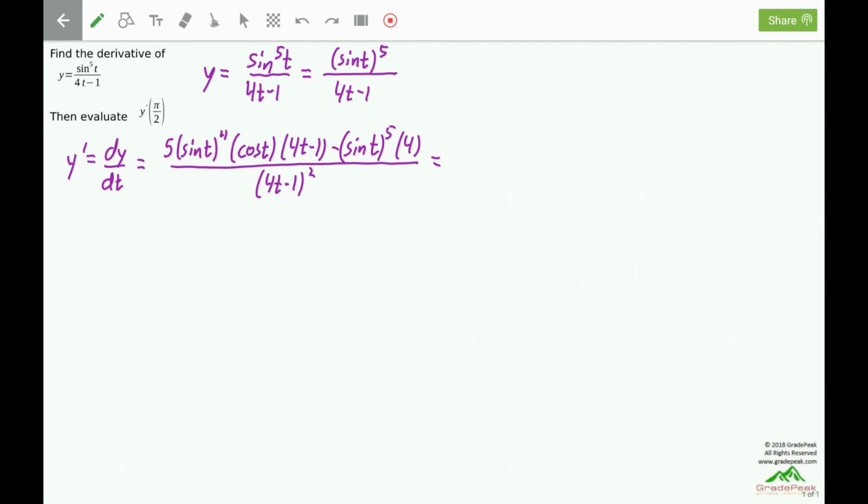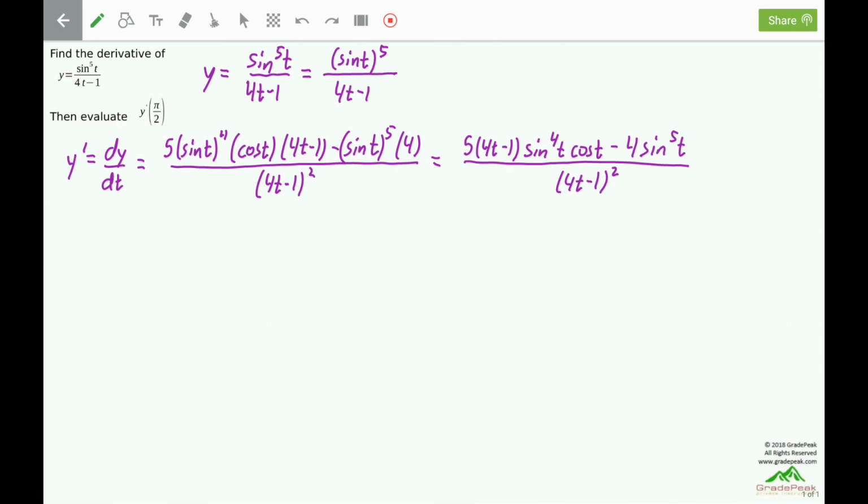So I'm just going to rewrite this. For the first term, I'm going to move the 4t minus 1 to the front with the 5. So we have 5 times the quantity of 4t minus 1. I won't distribute the 5 in. And then we have a sine t to the fourth, or sine fourth t, cosine t. And we have a minus, I'll put the 4 in front, and then sine t to the fifth can be written as sine fifth of t, all over that denominator, which is 4t minus 1 quantity squared, and I'm going to leave that alone. So there's our derivative y prime or dy dt.